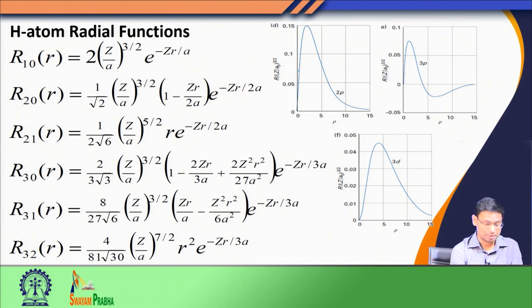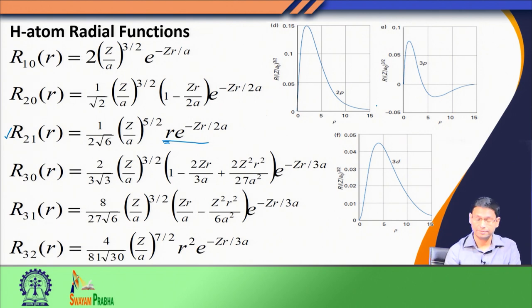Let us first look at 2p. 2p is given as this function. We have just derived the functional form of this, leaving aside the constants. We see that we have r multiplied by the exponentially decaying function. So, at lower values of r, this r term dominates. At r equals 0, the function becomes 0, and after some time when r becomes moderately large, the exponential function dominates, and the function is pulled down and brought asymptotically to 0. So, the radial part of the function again becomes 0 at very large values of rho.